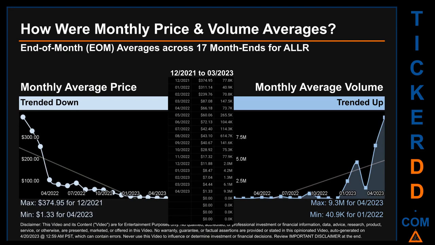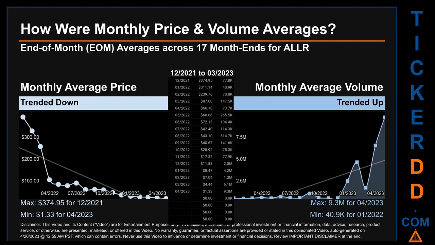How were price and volume averages for ALLR? Across 332 trading days, there were a total of 17 month ends, of which monthly averages for daily price and volume were calculated. Overall, monthly price average trended down while monthly volume average trended up. The maximum end-of-month average price was $374.95 for 12/2021, while the minimum was $1.33 for 04/2023.